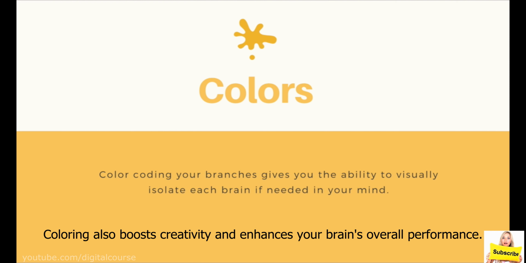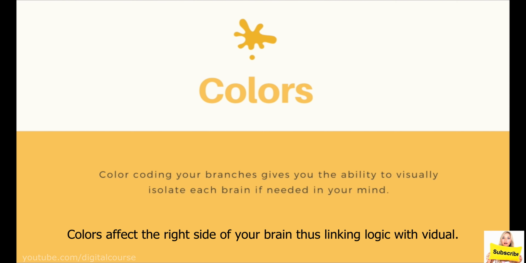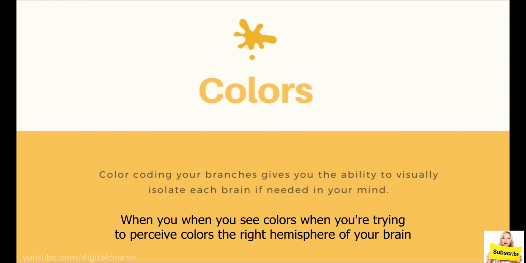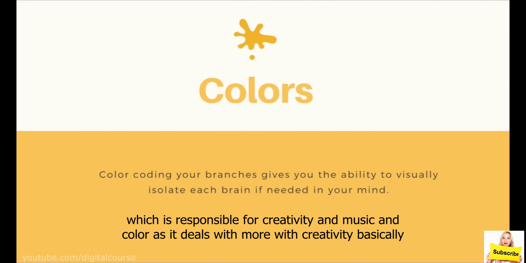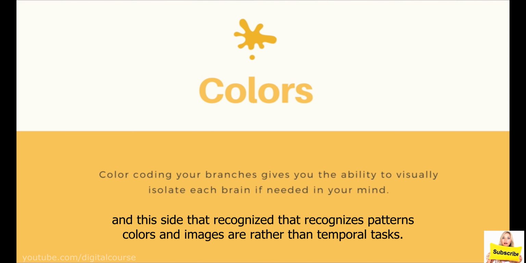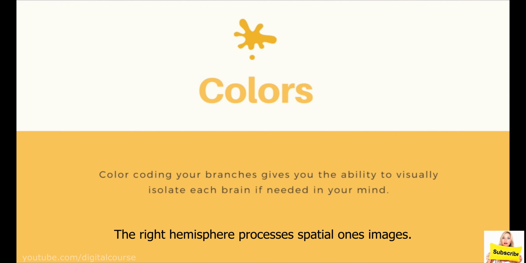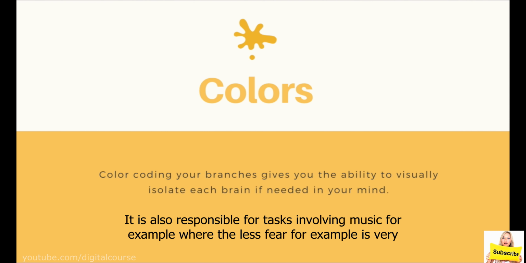Coloring also boosts creativity and enhances your brain's overall performance. Colors affect the right side of your brain, thus linking logic with visual. When you're trying to perceive colors, the right hemisphere of your brain is responsible for creativity and music and color, as it deals with creativity basically. This is the side that recognizes patterns, colors, and images rather than temporal tasks. The right hemisphere processes spatial ones, images. It is also responsible for tasks involving music, for example, where the left hemisphere is very different.